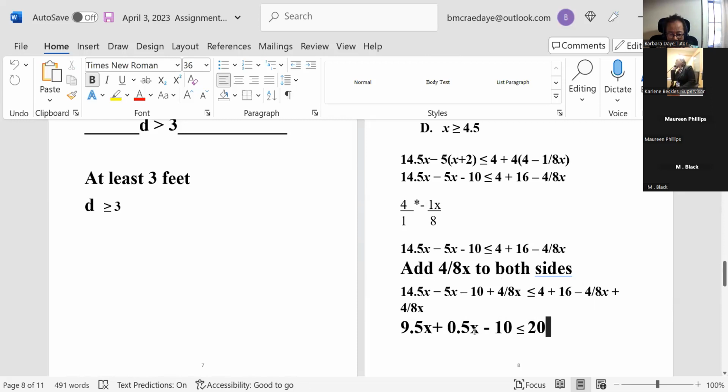So we have 9.5x plus 0.5x minus 10 less than or equal to 20. Everybody with me? I think I missed a part of it. Questions?